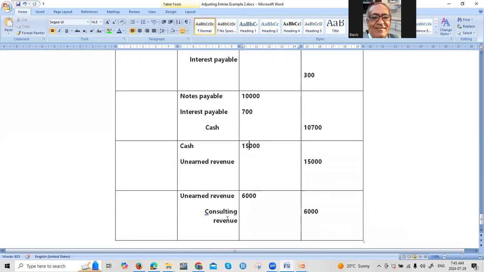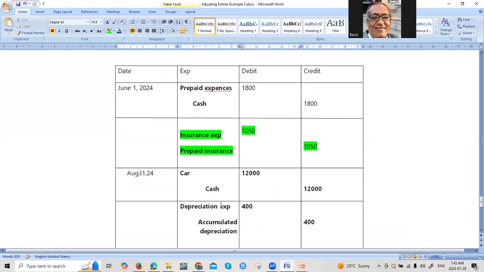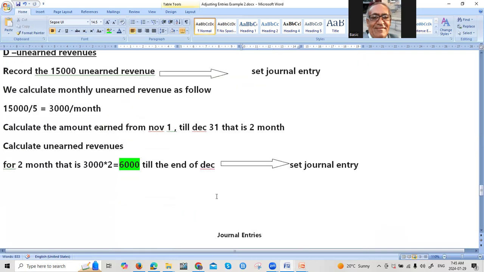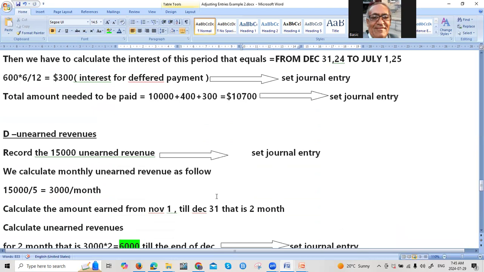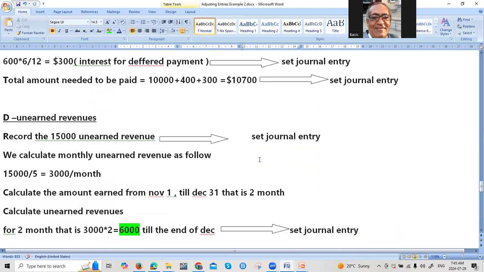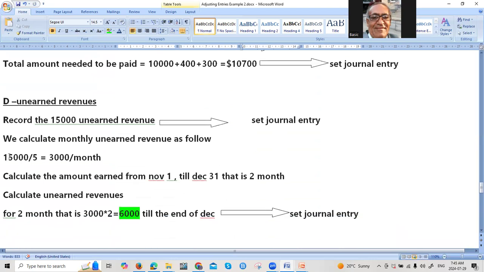Second thing is what belongs to the year. We have to calculate what belongs to the year. So here we said the 15,000 is for 5 months. Then how much for each month? It will be 15,000 divided by 5. Then it will be $3,000 per month.